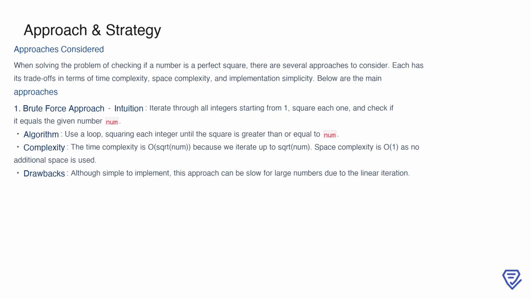One straightforward method is the brute force approach. The intuition here is simple: we start with the number 1 and square each subsequent integer, checking if the result matches the given number. If we find a match, the number is a perfect square. To implement this, we use a loop that continues squaring integers until the square becomes greater than or equal to number. While this method is easy to understand and doesn't require additional space, its time complexity is sqrt(number), as we iterate up to the square root of the input. The drawback, however, is that it becomes inefficient for larger numbers due to the linear nature of the iteration.